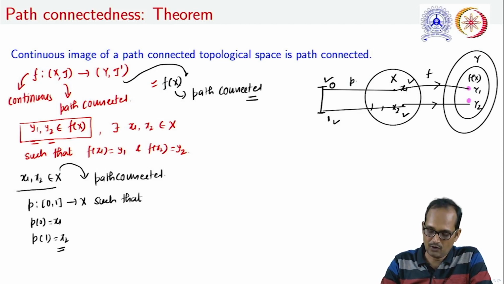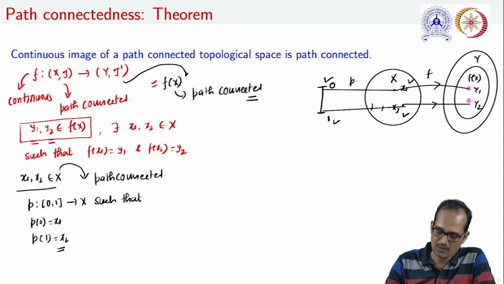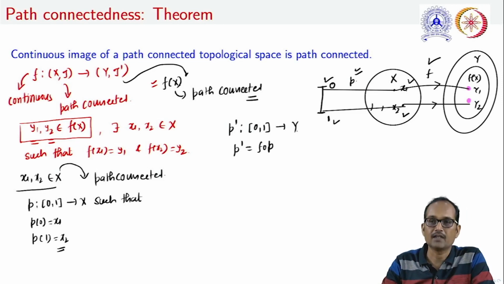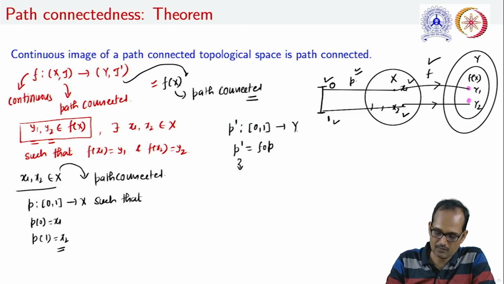Now from this picture it is clear that we can construct a path from this closed interval [0,1] to f(X). Question is how? Answer is here. Let us take a function p' from this closed interval [0,1] to Y, which is defined as the composition of f and p. Note that f is a continuous function, p is also a continuous function. Therefore, p' is also a continuous function.